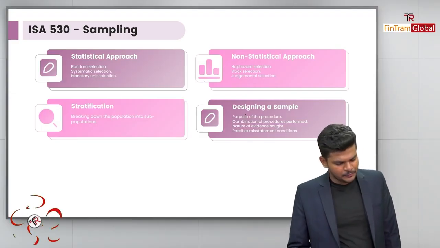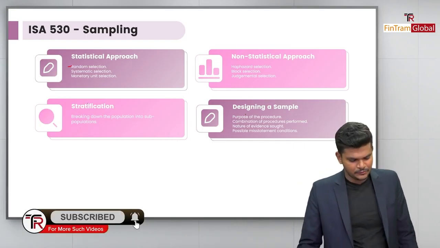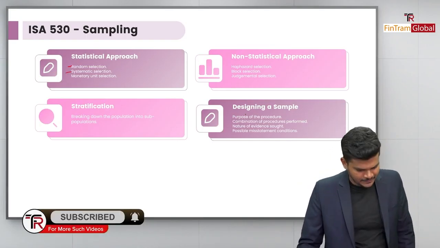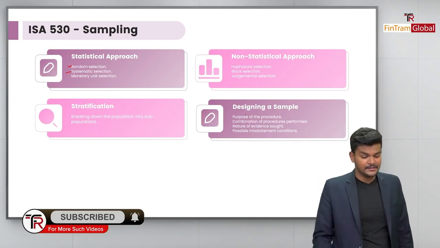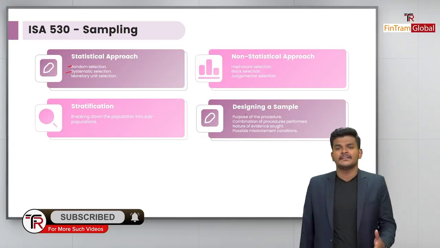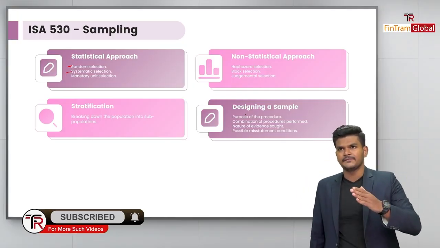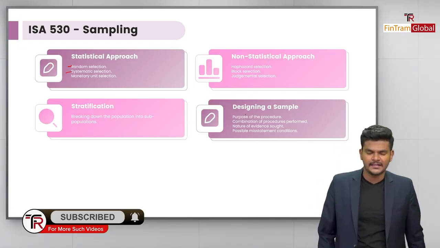So the statistical approaches include random selection, which is just randomly selecting using software nowadays. That's basically how we do it nowadays. And then there's systematic selection as well, right? Which is basically when the first particular sample is selected randomly, and the next set of samples are selected at regular intervals. That's basically the idea.